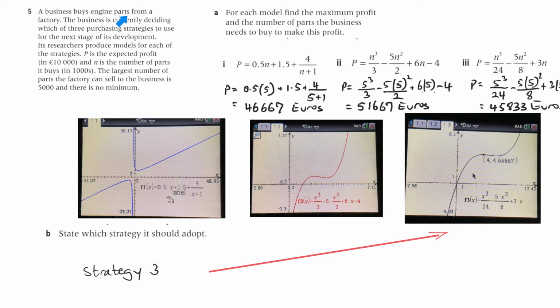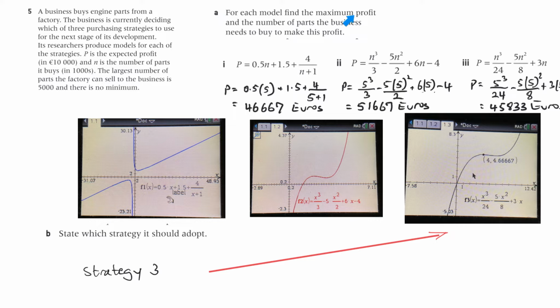Question 5, a business buys engine parts from a factory. The business is currently deciding which of the 3 purchasing strategies to use for the next stage of its development. Its researchers produce models for each of the strategies. P is the expected profit in 10,000 euros, and N is the number of parts it buys in thousands. The largest number of parts the factory can sell to the business is 5,000, and there is no minimum.